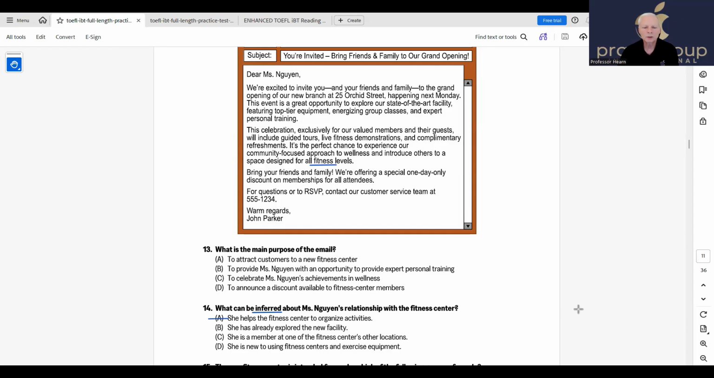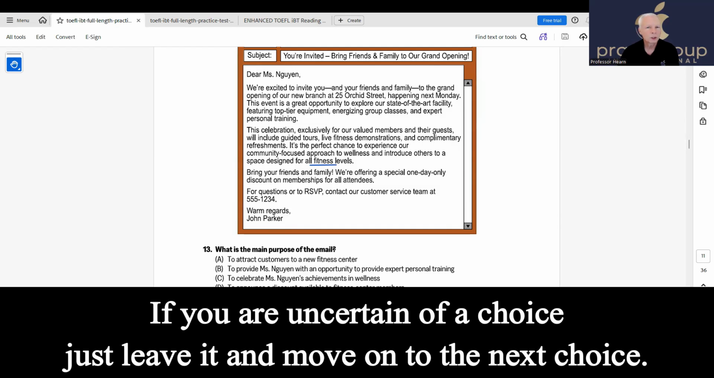She has already explored the new facility. Does it say that she has already explored the new facility? No. What about C? She is a member at one of the fitness center's other locations. Well, I don't know for sure, but she is at least a member of one location.